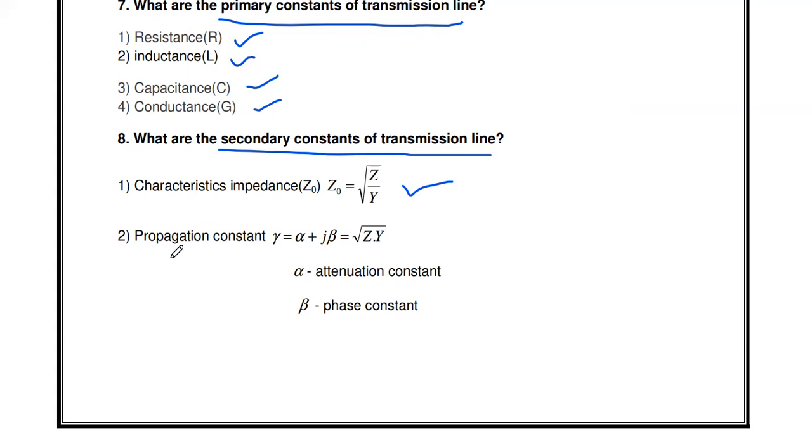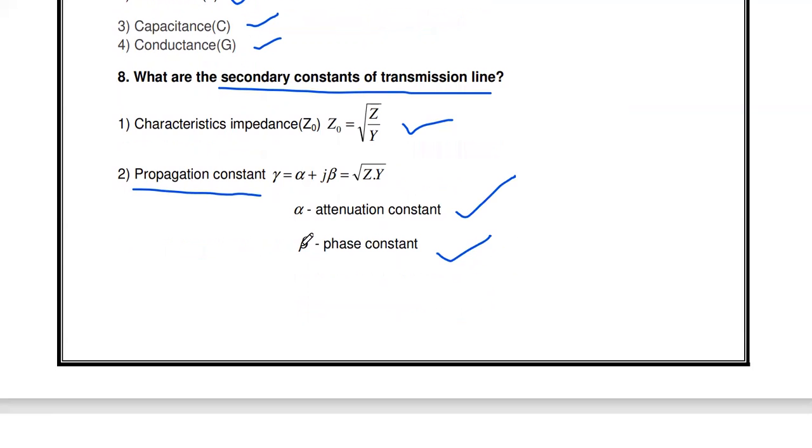Then the next secondary constant is the propagation constant, eta. The propagation constant is a complex quantity. It is represented by alpha plus j beta, where alpha is the attenuation constant and beta is the phase constant. The propagation constant formula is the square root of Z into Y. So characteristic impedance, propagation constant, alpha, beta: these are all the secondary constants of transmission line.